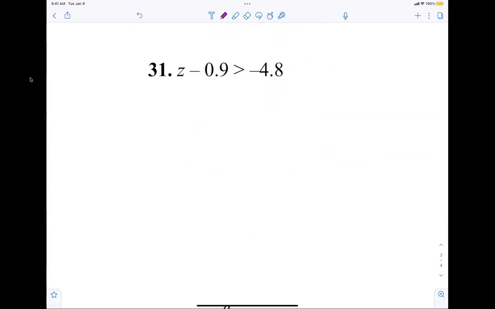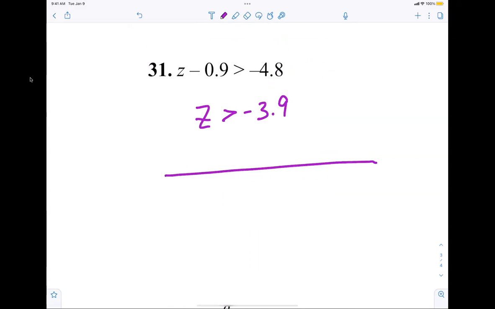So I did plus 0.9, and that's Z is greater than negative 3.9. Nice. And then I just did the number line, and then it's negative 3.9 and positive 3.9. And then on the negative 3.9, it's an open circle, which is going to the right. Yes.